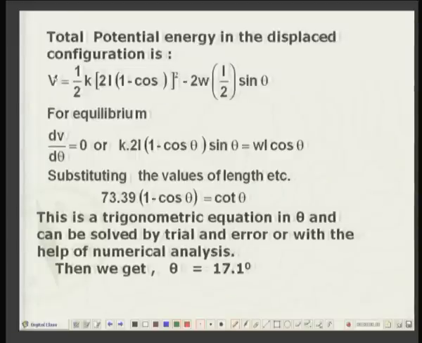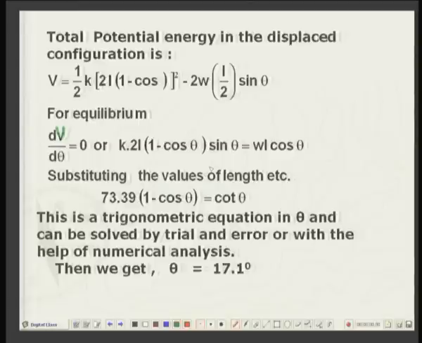So, the total potential energy of the system is, for the first the elastic component, half k times change in length of the spring squared, so 2L into 1 minus cosine theta whole squared, minus, because it is going down, each bar is going down, W into L by 2 sine theta, W into change in height, and since there are 2 bars, so minus 2W L by 2 sine theta. And for equilibrium, there is only 1 degree of freedom, so dV by d theta, total potential energy is capital V, dV by d theta is equal to 0, and if I take the derivative and simplify it, I will get 73.39 into 1 minus cosine theta is equal to cotangent theta.